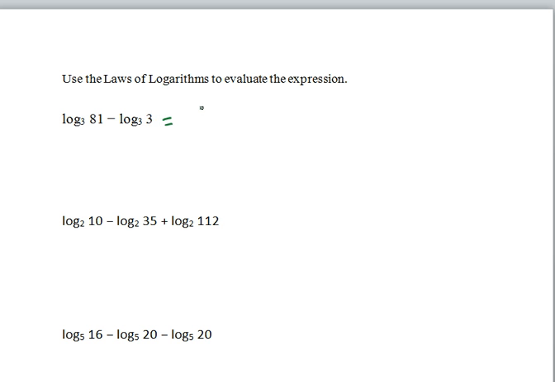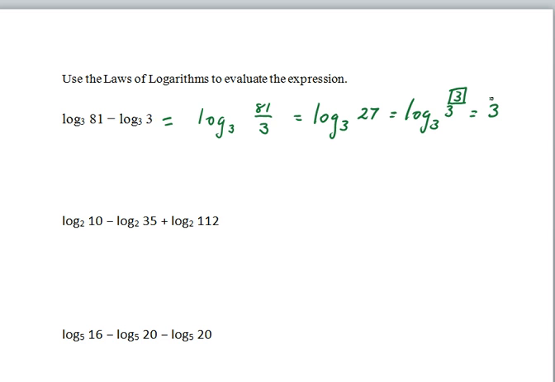That's going to be a logarithm with that base of the quotient of those two values. So log base 3 of 81 divided by 3, which is log base 3 of 27, which is log base 3 of 3 cubed, and so the answer is 3.